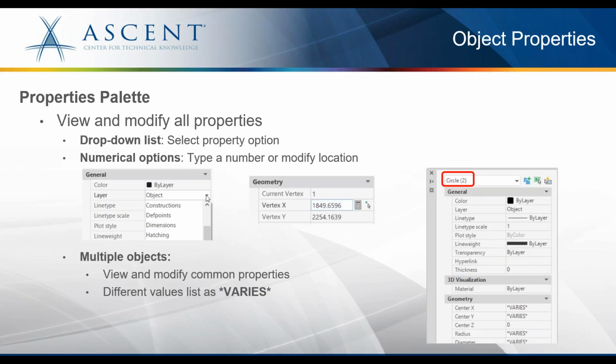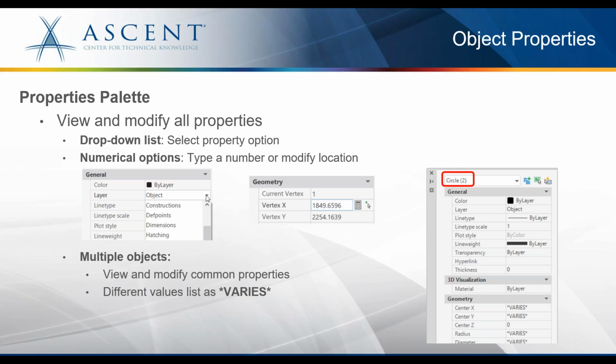So once the palette is opened for a selected object, you get to view its various properties. Now, how to modify those properties? You can do that by simply clicking in the value field of the property you want to change and then typing a new value in there. There are also some properties that display a list of options, such as the layer property that's shown in the leftmost image on the screen.